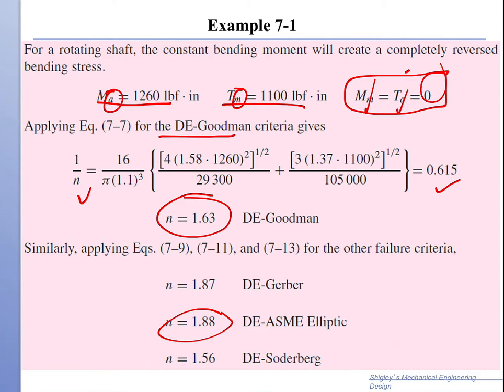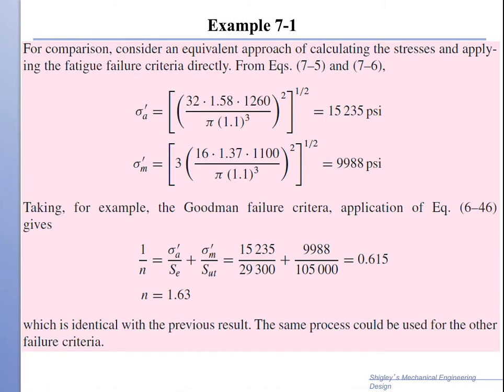In addition to this, I need to guard against yield from the first cycle, and I can guard against yield by finding the equivalent stress alternating and the equivalent stress due to the mean value of the torque, and then I look at the application of the Goodman. This is a Goodman failure criterion. Still, it's a different way to find the fatigue safety factor.